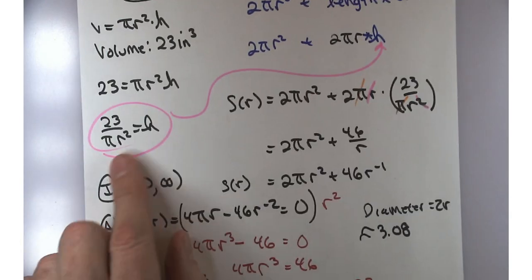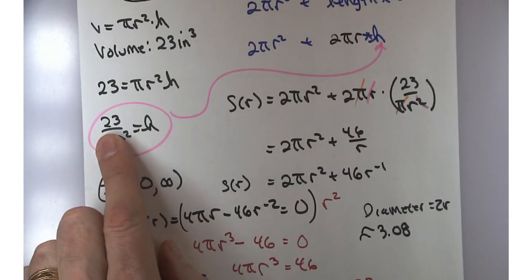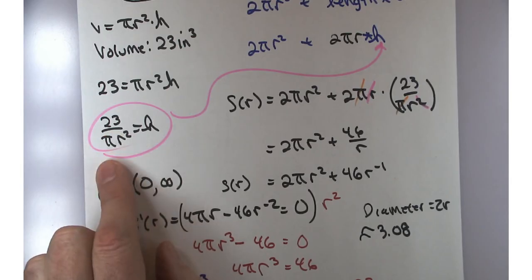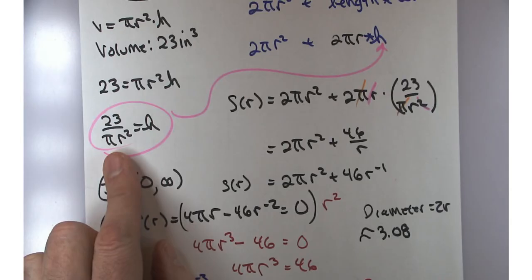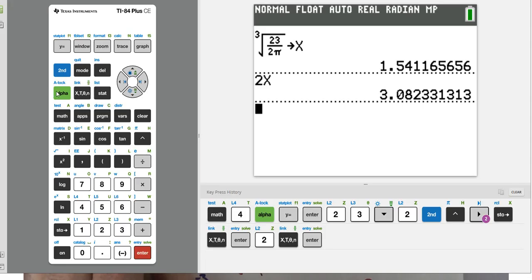You can take your radius and plug it back into this thing, right? 23 divided by pi r squared. I'll give you a second to plug that in before I reveal the answer. So I'm going to do the same thing I did last time.